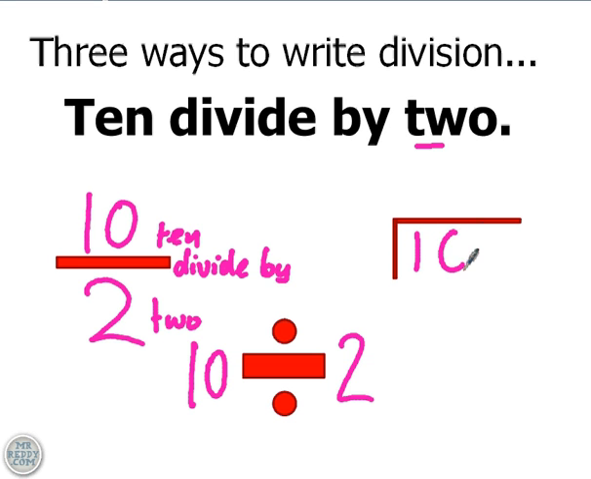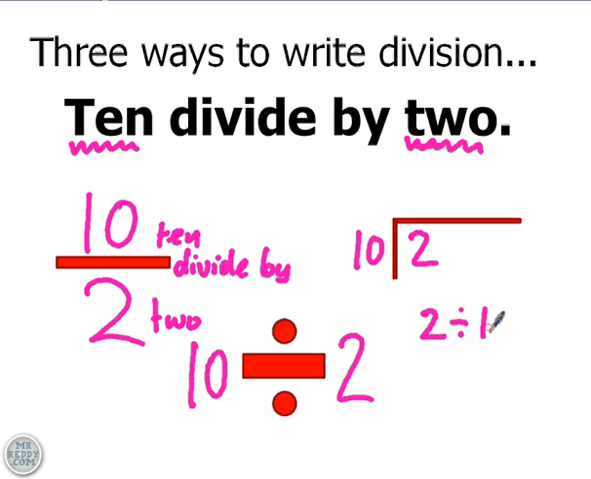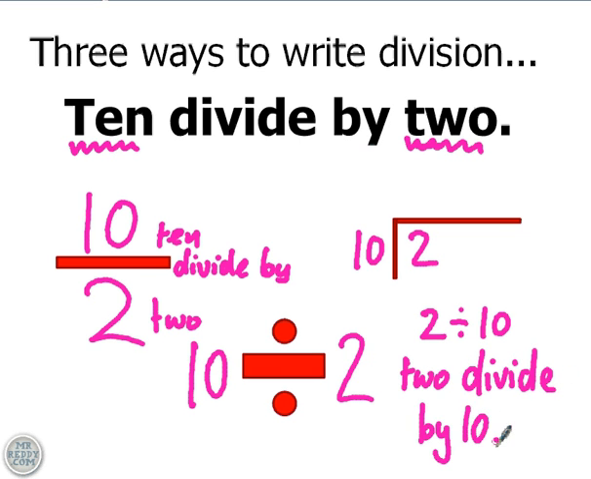So you would put 10 here and 2 there. Notice that in the sentence 10 came first in the sentence and 2 came at the end. But using this way of writing it, it's the 2 that is written on the outside and it's the 10 that gets written on the inside. If you write that, then you're not talking about 10 divided by 2 anymore. You're actually talking about 2 divided by 10. And remember, there is a difference.